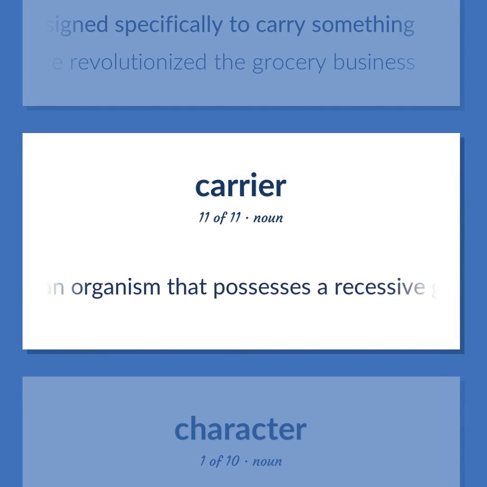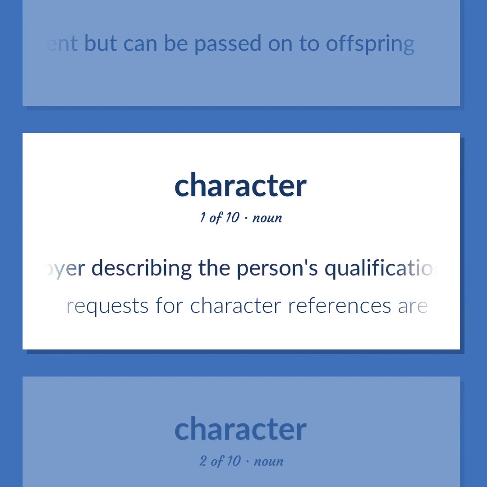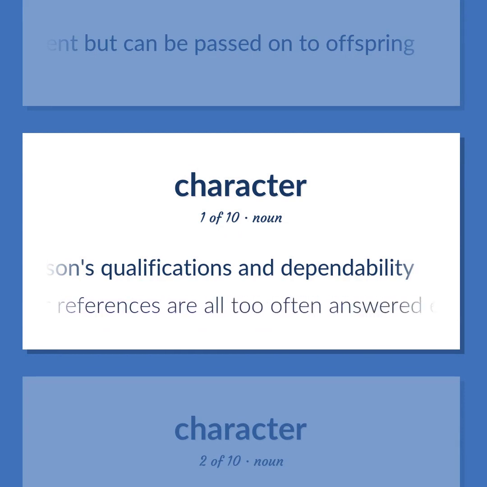Genetics. An organism that possesses a recessive gene whose effect is masked by a dominant allele. The associated trait is not apparent but can be passed on to offspring. A formal recommendation by a former employer to a potential future employer describing the person's qualifications and dependability. Requests for character references are all too often answered evasively.